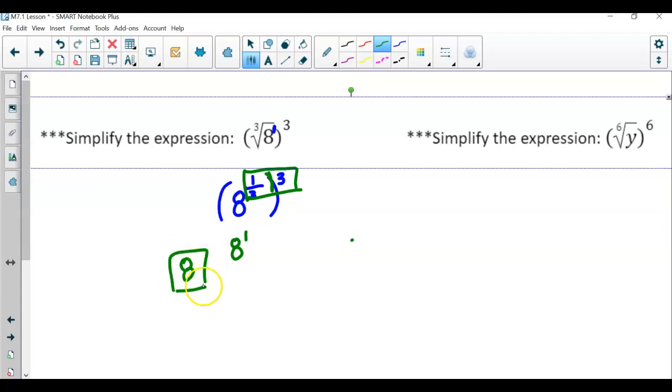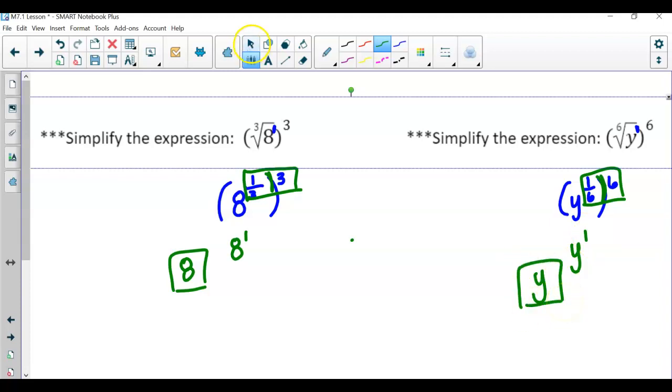8. So here, again, you have y, or y to the 1st power inside of the 6th root, which is the same as y to the 1/6. So there's your 6th root, 1/6, still being raised to the 6th power. Now, what do you do with power to a power? Multiply. So now I've got, well, what's 1/6 times 6? 1. Well, what's y to the 1st power? y.